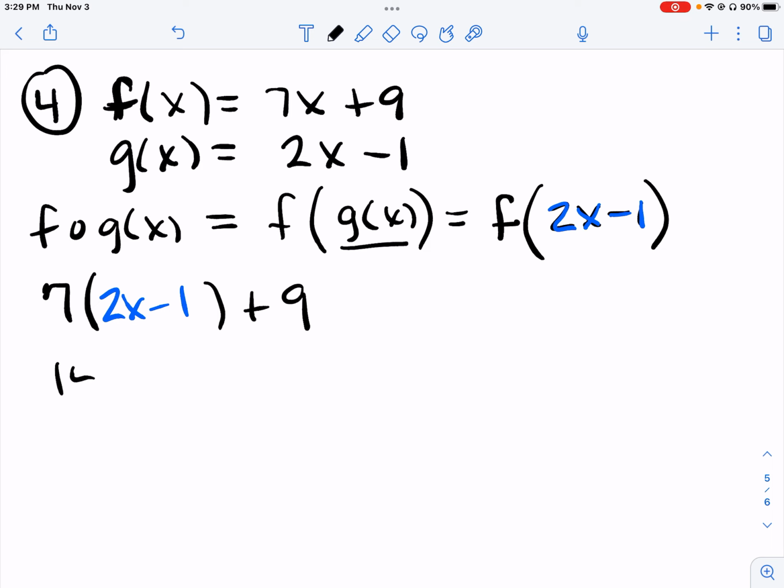So now I just distribute the 7 and combine like terms.